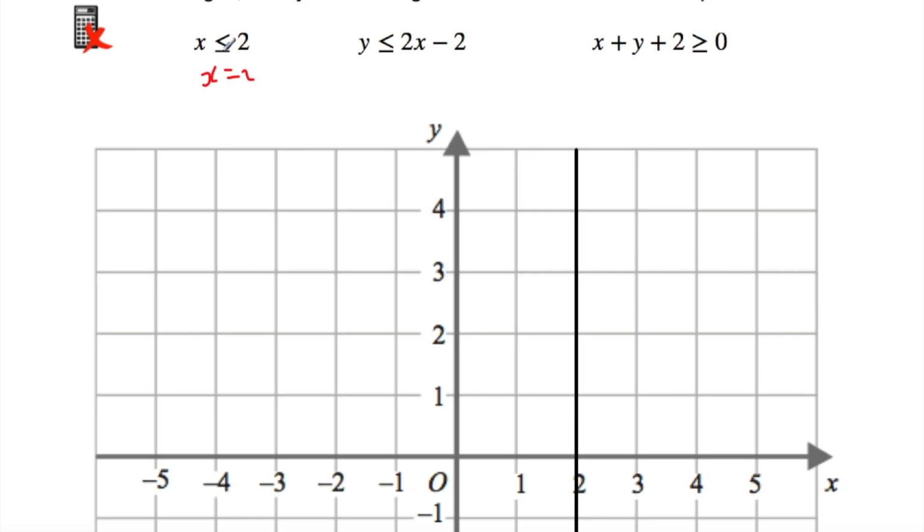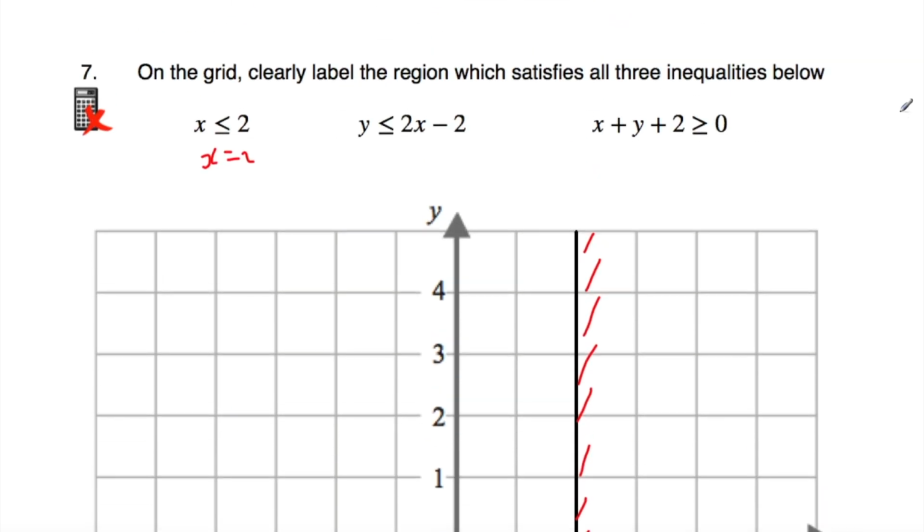Now we want x is less than or equal to 2. So that'll be all the points on or to the left of that line, because all the points that are on the line, the x-coordinate is equal to 2, and all the points to the left of the line, the x-coordinate is less than 2. So that means we're going to reject to the right of the line. So I'm just going to do little dashes to the right of the line just to show us that we're rejecting that side. Okay, next, y is less than or equal to 2x minus 2.